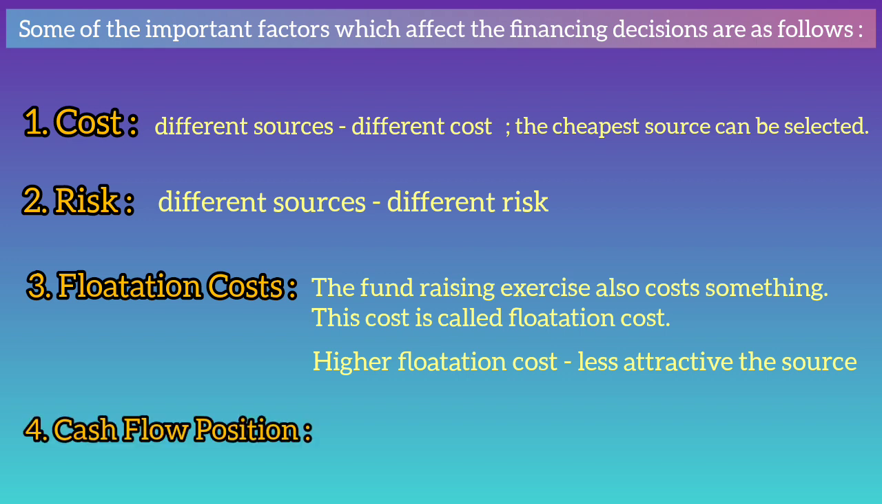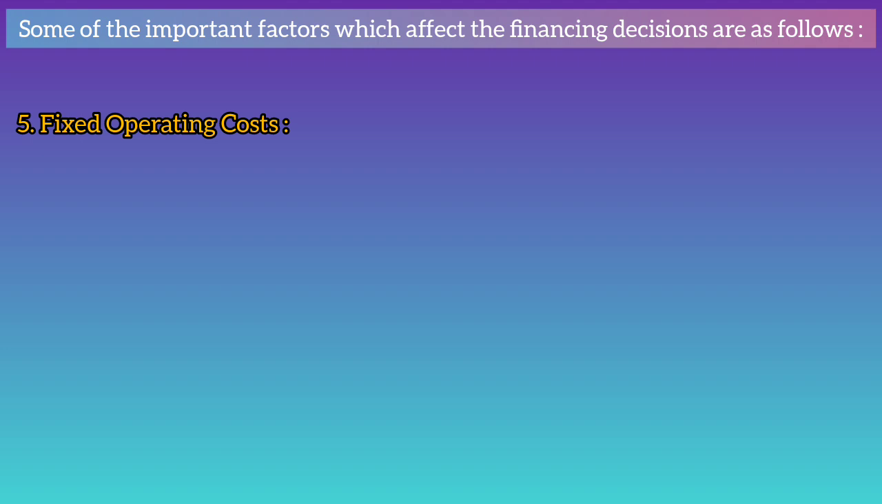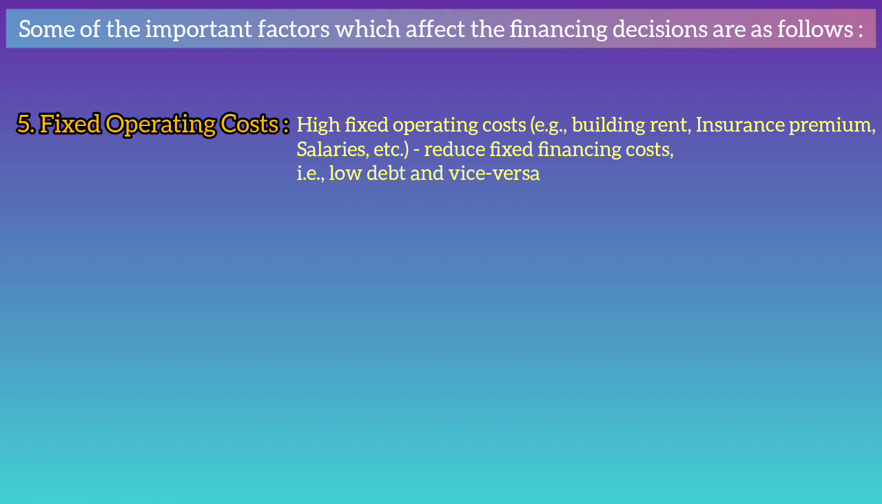Fourth is the cash flow position of the company. A company having stronger cash flow position may prefer debt financing over equity. Fifth are fixed operating costs. If a business has high fixed operating costs, for example building rent, insurance premium, salaries, etc., it must reduce fixed financing costs, and so lower debt financing is better. Similarly, if fixed operating cost is less, more of debt financing may be preferred.